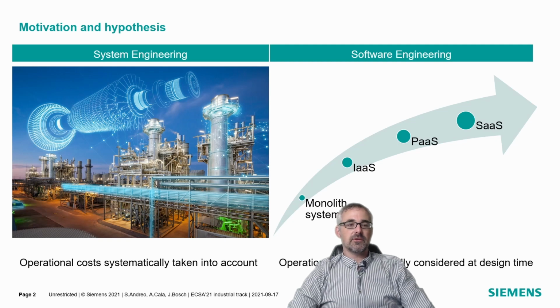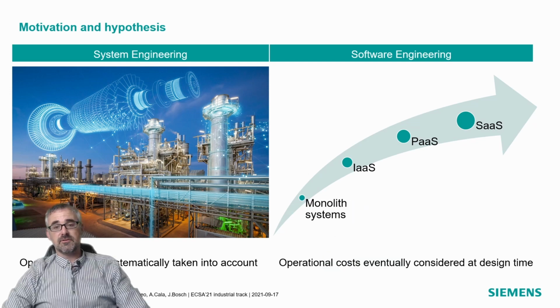I started this research discussing with my colleagues from the system engineering group at Siemens. In fact, at Siemens, we are not just building software, but we are also performing engineering for complex systems like power plants or complex factory automation. I noticed that my colleagues consider operational cost in the early phases of their engineering or design. On the other side, in software engineering, I have never seen someone considering operational cost in the early phases.